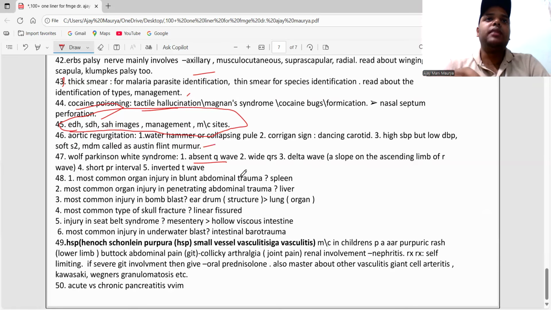Most common organ injury in blunt abdominal trauma is the spleen. Try to read everything. Okay, now this one. Next one, one MCQ from here.